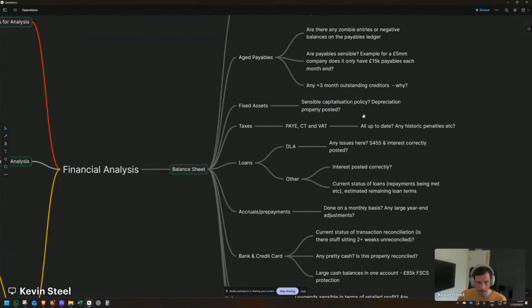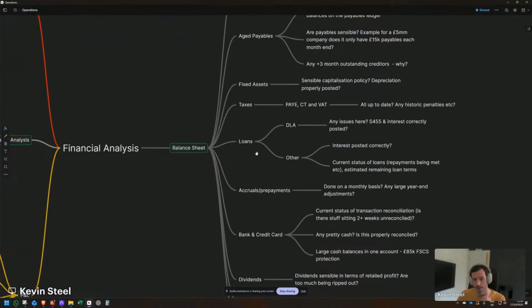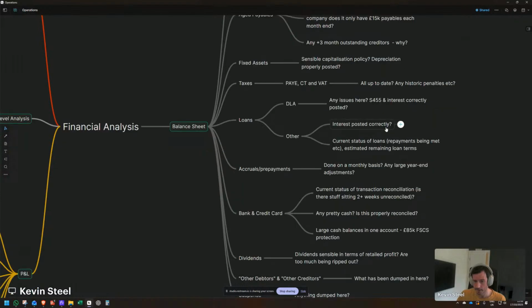Then we have a look at fixed assets. Do we have a sensible capitalization policy in place? I generally don't bother capitalizing anything under 500 quid. Is depreciation properly posted on a monthly basis? Have a look at the main taxes, PAYE, corporation tax, VAT. Are these all up to date, reconciled correctly? Are there any historical penalties? Have a look at loans. So any director loan, any issues here? If it's overdrawn, has Section 455 tax been accounted for and interest posted?